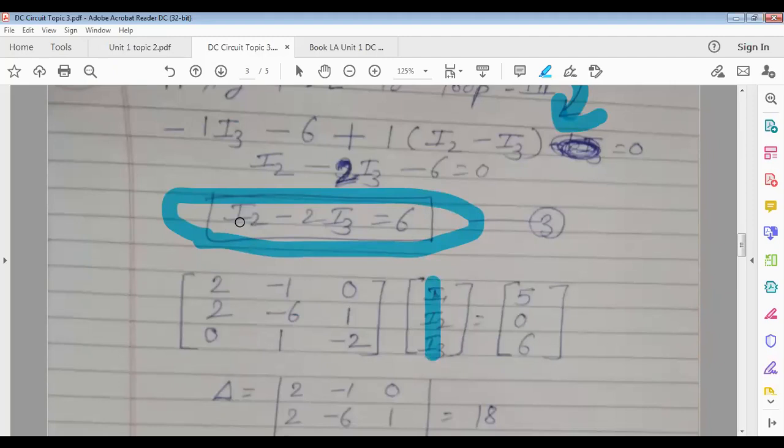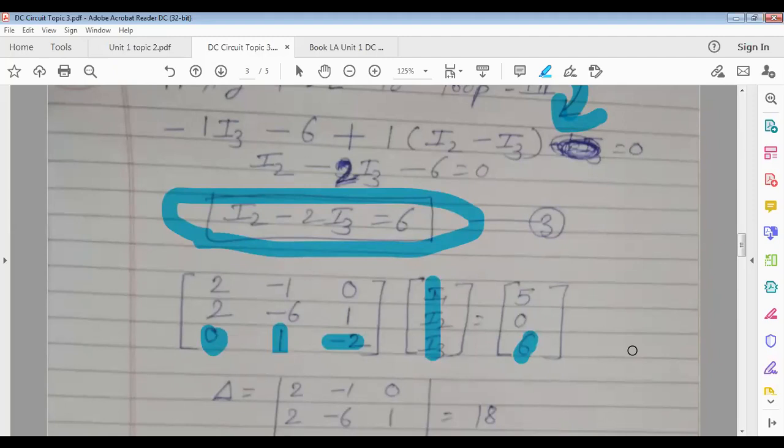What will be the last equation? I1 is not there, so here 0. What is the I2 into what? 1 is there, so 1. Here I3 into what? Minus 2 is there, that's why minus 2, is equal to 6. That's why 6 is here. Similarly, write the previous 2 equations also.